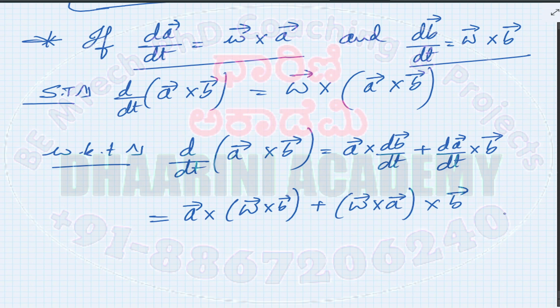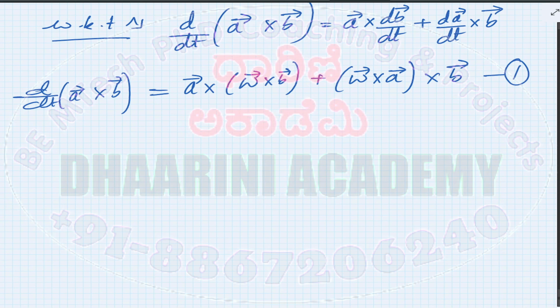Alright, so now I'm going to hold on to this. On the left hand side I have d/dt of vector A cross vector B equal to this. Let's hold on to this. And in the next step I'm going to use something very basic from vector algebra. This is from the basics.